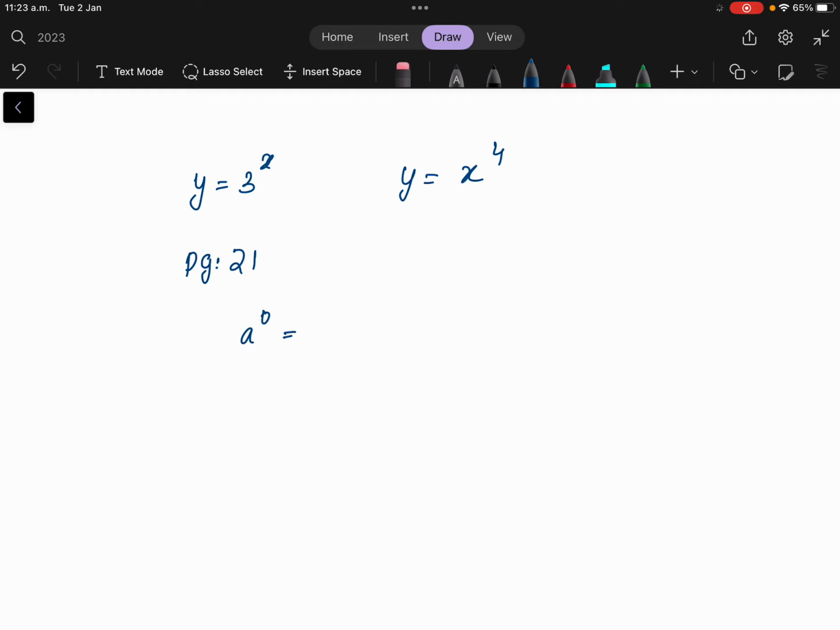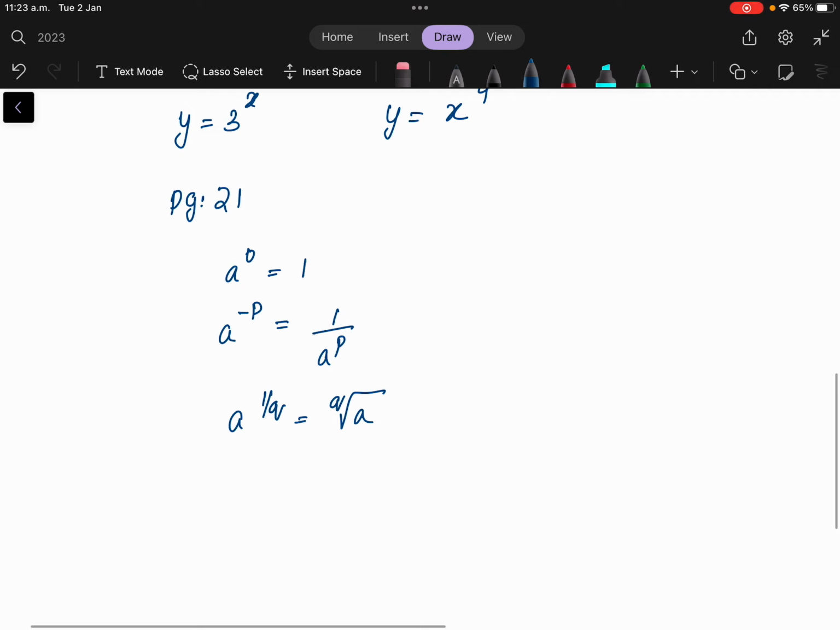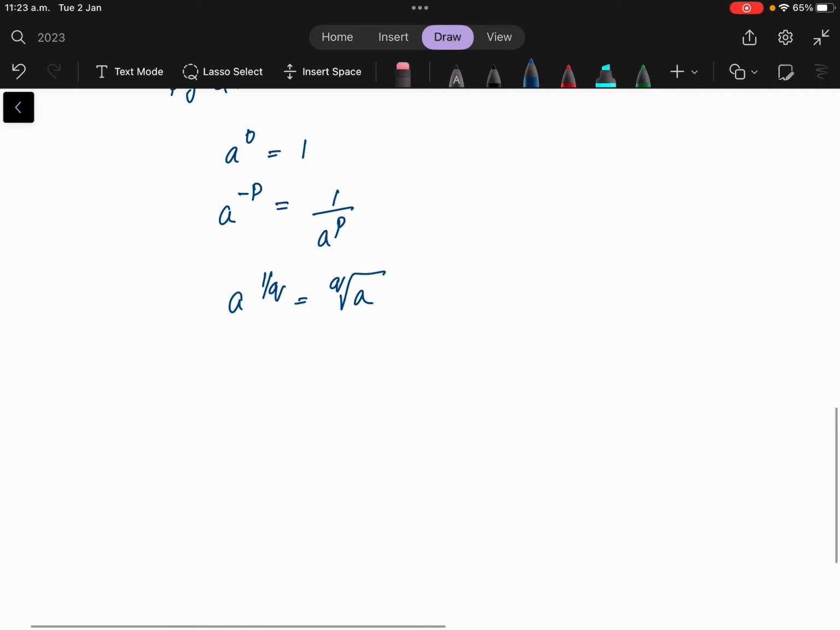Some of the things which you have to remember is like a to the power of 0 is equal to 1. This is all there in the formula book. I'm just explaining it if anyone doesn't know these concepts. So a to the power of minus p is equal to 1 by a to the power of p. A to the power of 1 by q is equal to the qth root of a, and there are so many other things. Okay, so with this there will be problems, and they will not ask you direct questions from this, but you have to apply this in certain other questions.